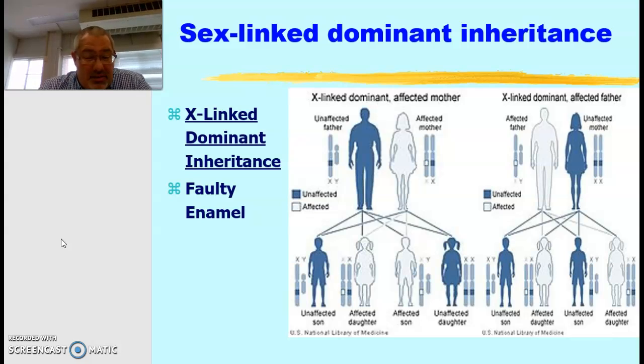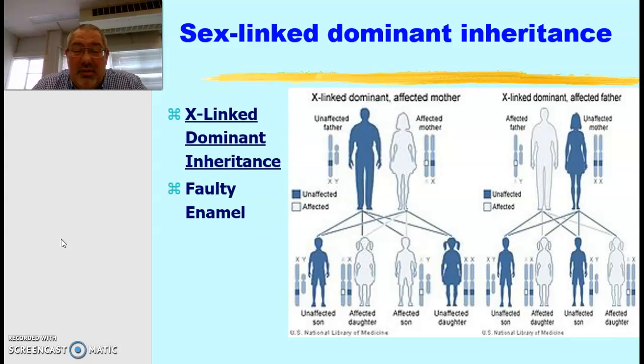X-linked dominant inheritance involves a dominant allele found on the X chromosome. We have faulty enamel as an example. Again, you might notice that a daughter might have a higher probability of inheriting a disorder if it is a dominant pattern of inheritance.